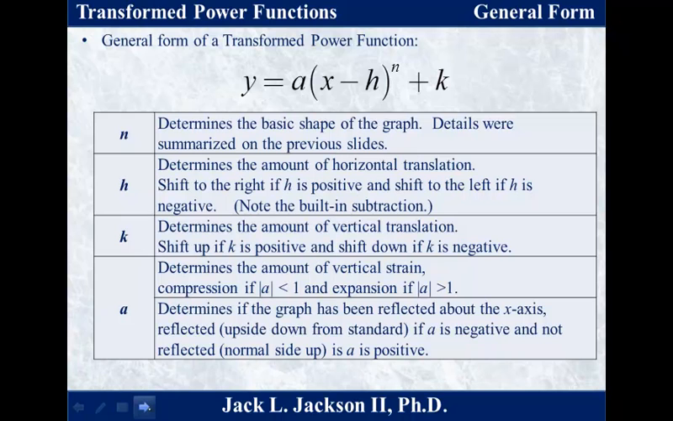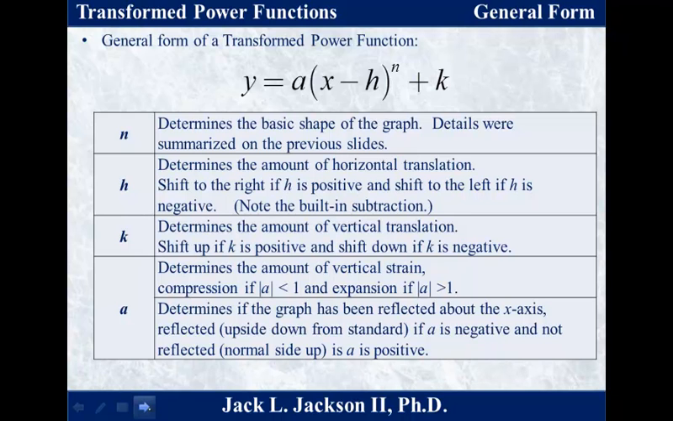Now the k, if you rewrote it, it would be y minus k equals a times (x minus h) to the n. So really this is a shift on the y. You're replacing y by y minus k, so this determines the amount of vertical translation. It's shifted up if k is positive and down if k is negative.